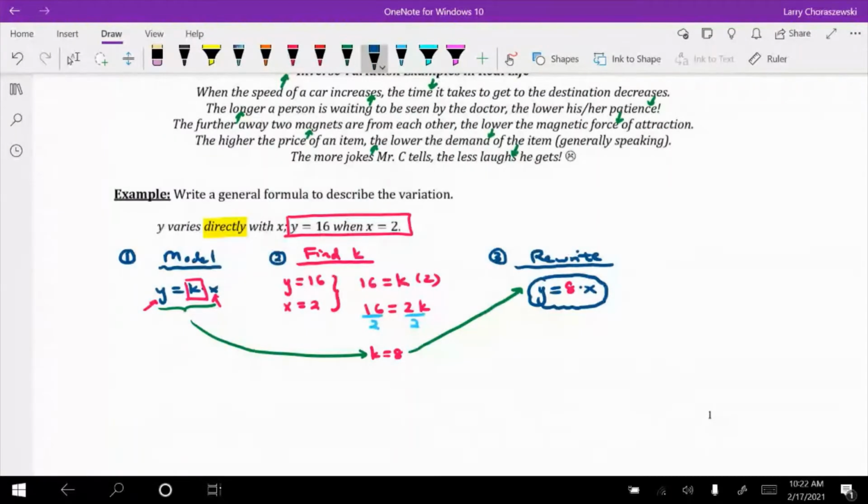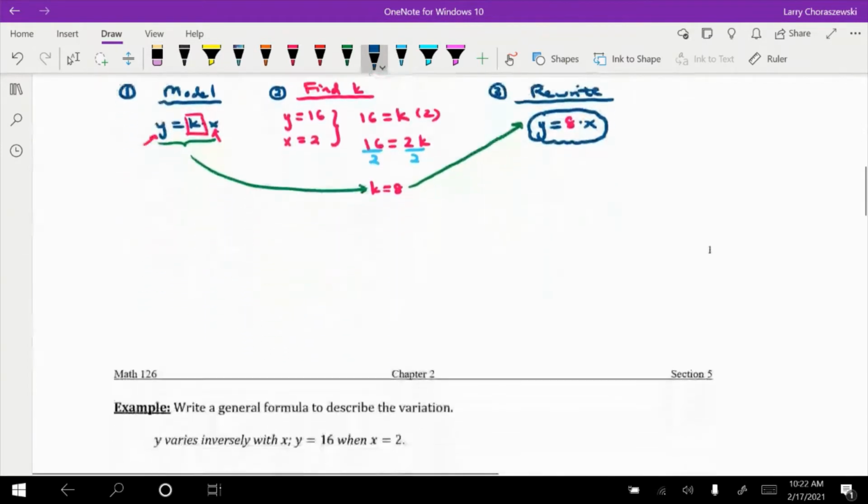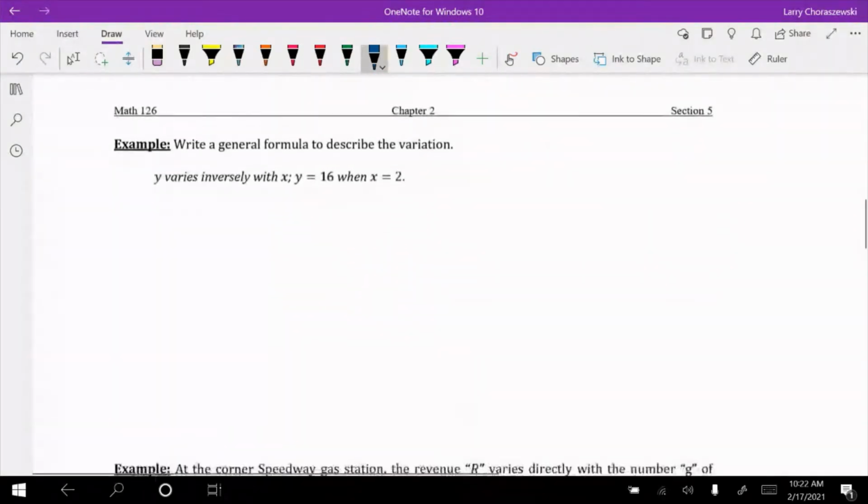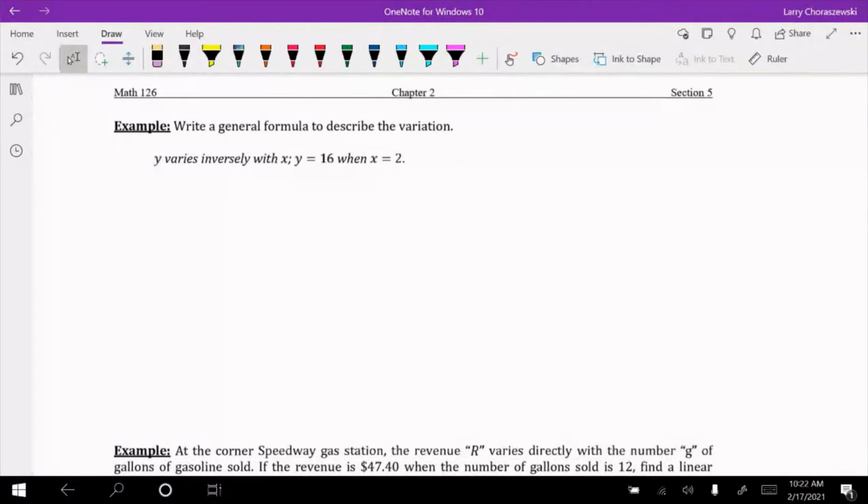And in some cases, they might want you to predict a different y value using a different x value, in which case you would simply plug it into the answer we have in part 3. So what I'd like to do is give you folks a few minutes to take care of this next example, the one on the top of page 2. It says, same instructions. This time, y varies inversely with x. And it tells us that y is equal to 16 when x is 2. See if you can apply that 3-step process that we just went through, and I'll check in with you in just a couple minutes.